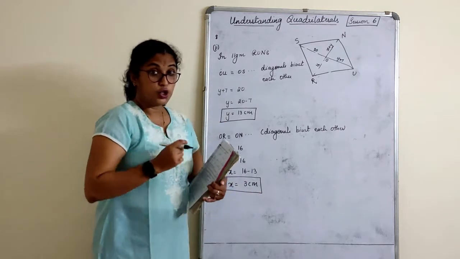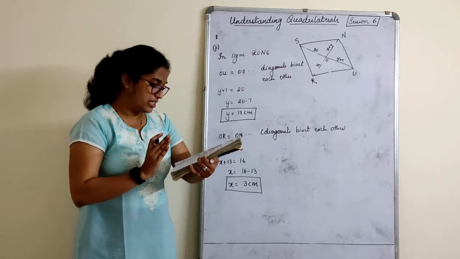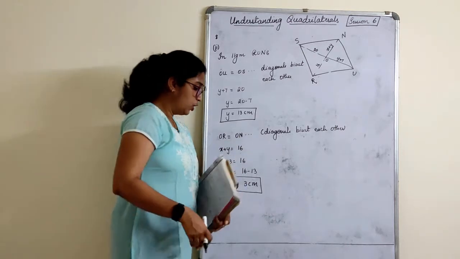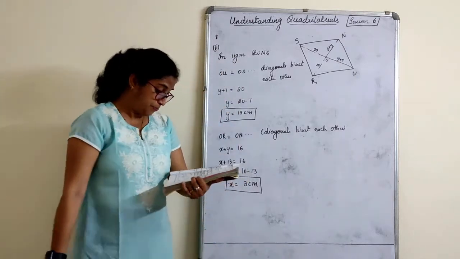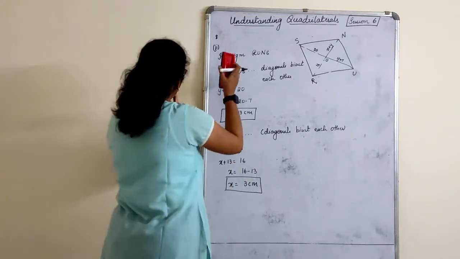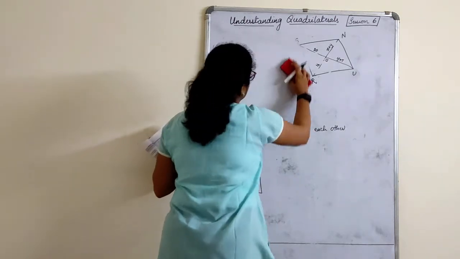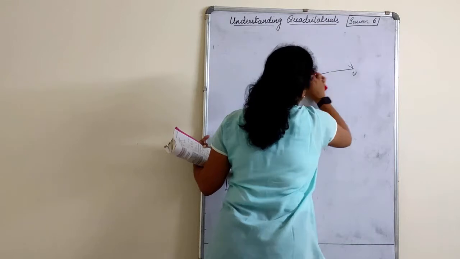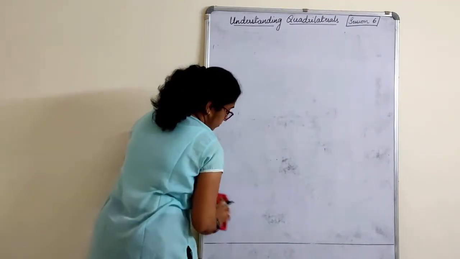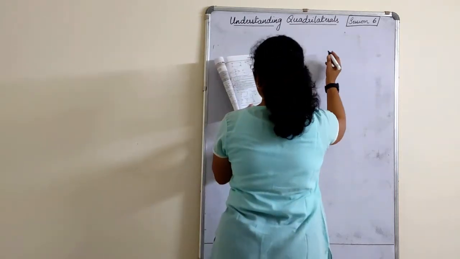Now, if they have asked you to find the diagonal, substitute and do. But they have only asked you to find x and y. That's all, right? Quickly, we'll go with the ninth one. The ninth one is a combination of two parallelograms which you have to know. So, the ninth figure goes in this way.